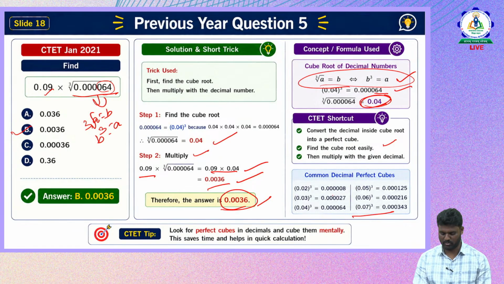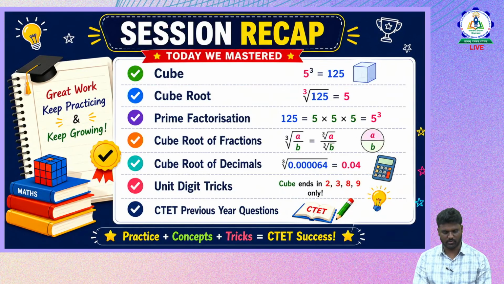0.02 means 0.008. If you remember these cubes till 0.07, 0.09, these short things will help you to solve questions given from the concept of decimals, which will help you save time.